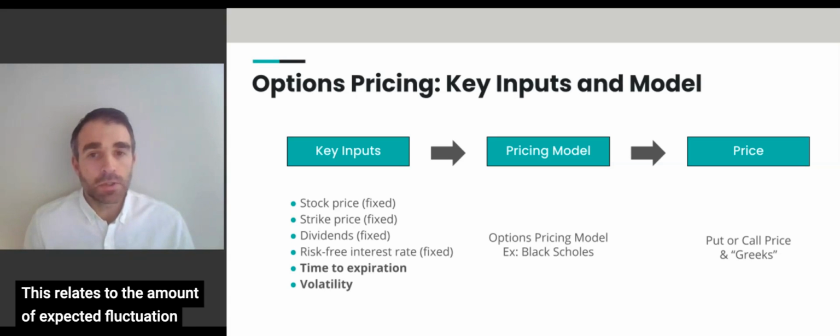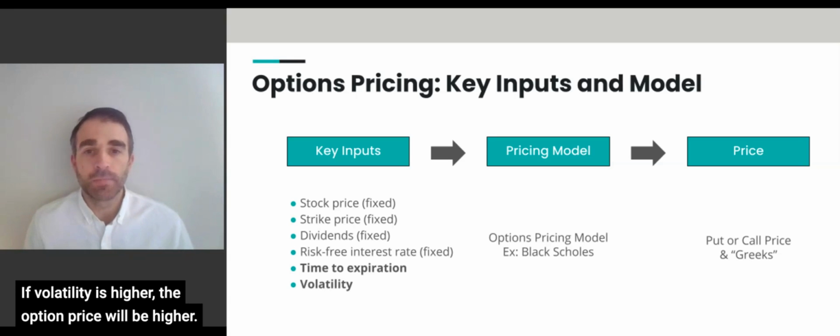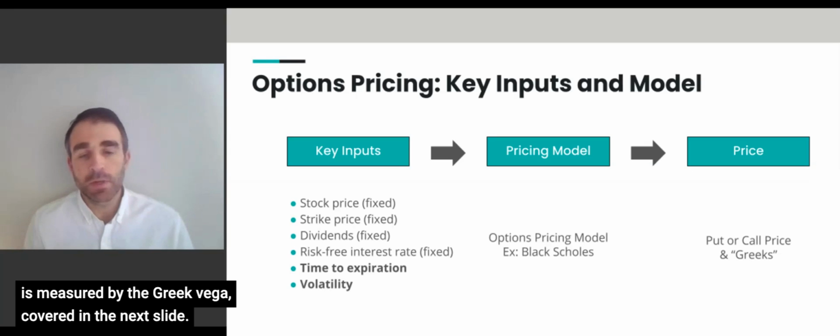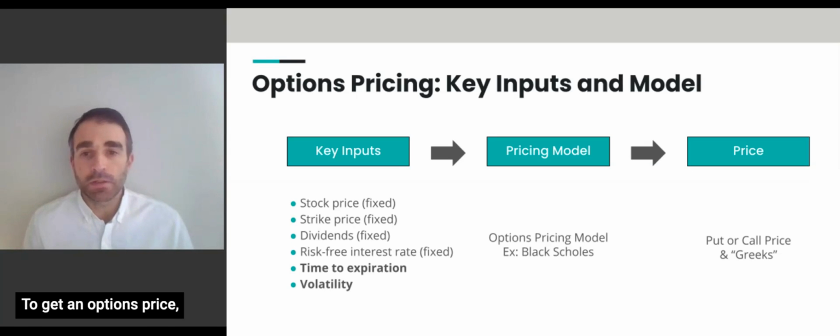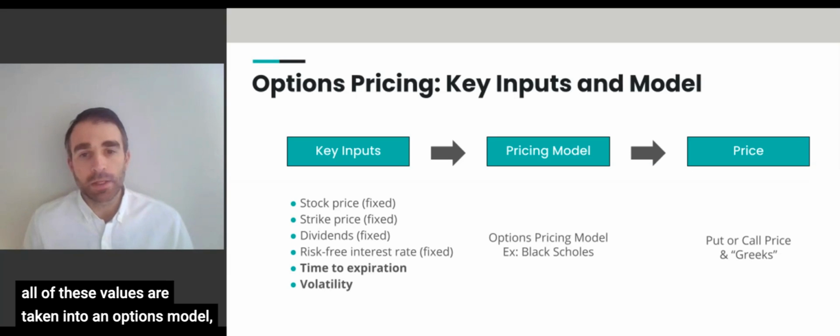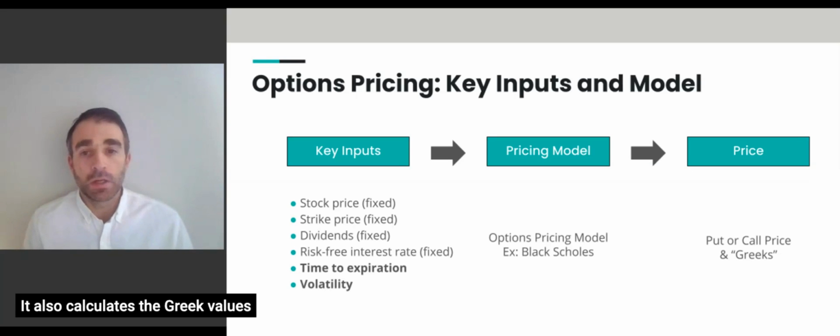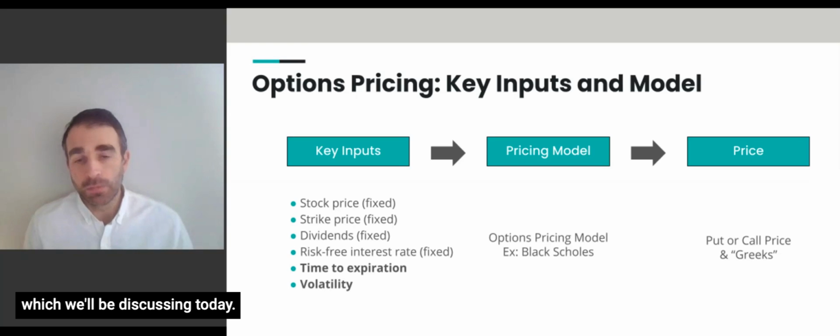Volatility. This relates to the amount of expected fluctuation in the stock over a period of time. If volatility is higher, the option price will be higher. The effect of volatility on options is measured by the Greek vega covered in the next slide. To get an options price, all of these values are taken into an options model like Black-Scholes, which then creates as its output a specific price for a specific call and put. It also calculates the Greek values, which we'll be discussing today.